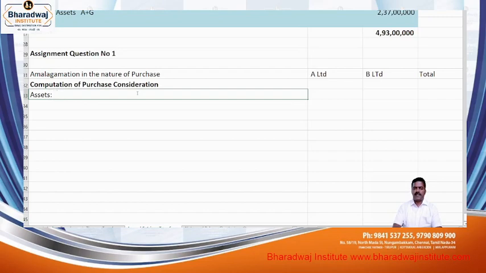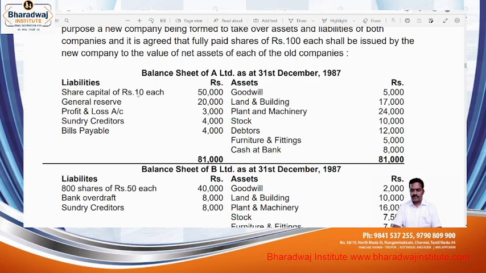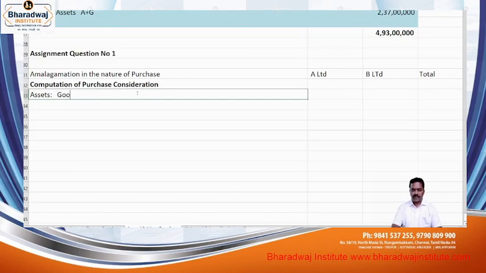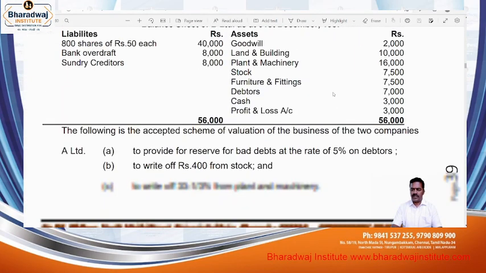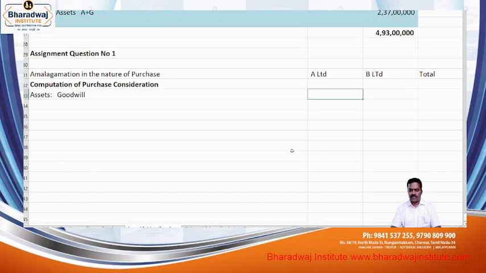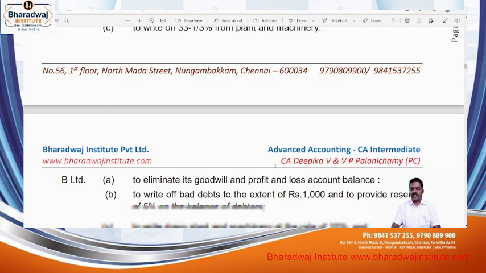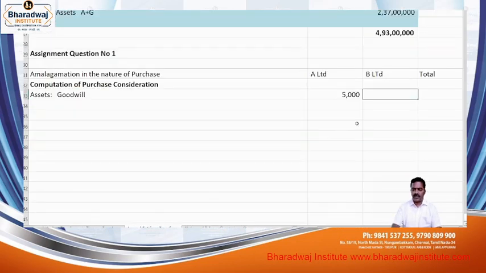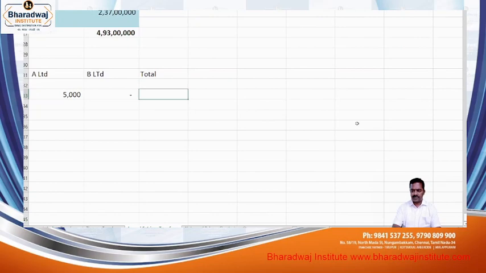Assets. Goodwill is there for A Limited. How much is the goodwill? 5,000. Do they ask you to eliminate the value of goodwill in it? No. For A Limited 5,000. For B Limited they ask you to eliminate which one? Goodwill. They ask you to eliminate goodwill. So 0.